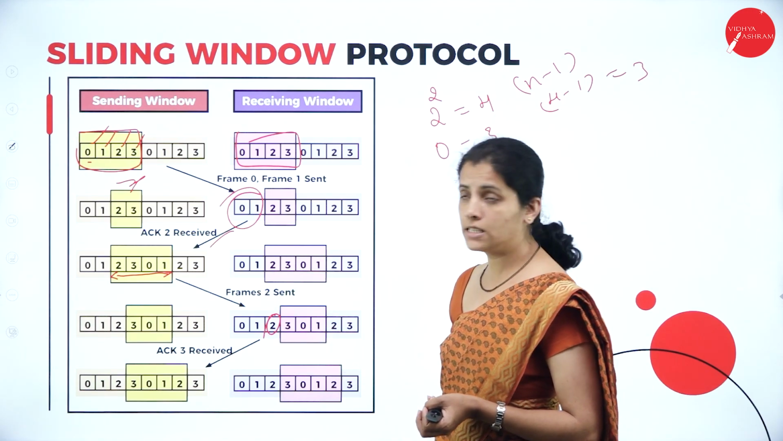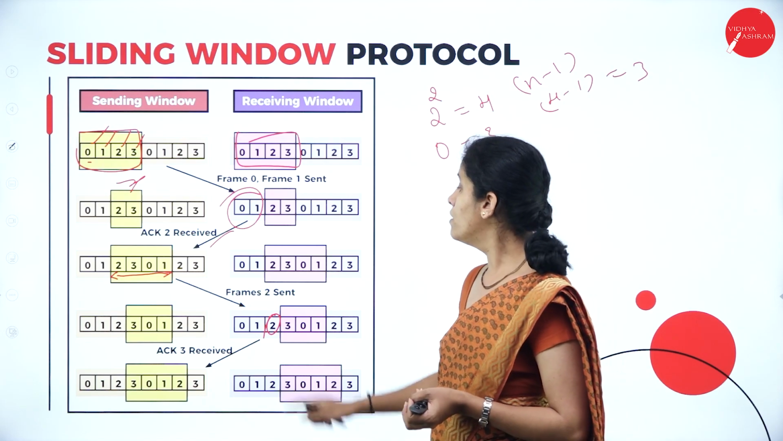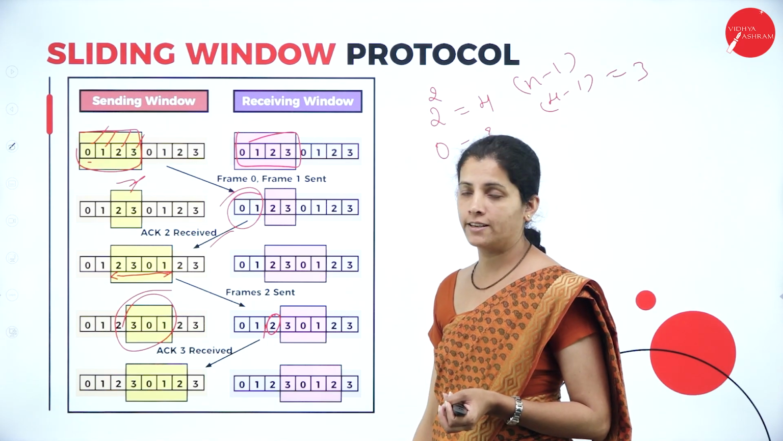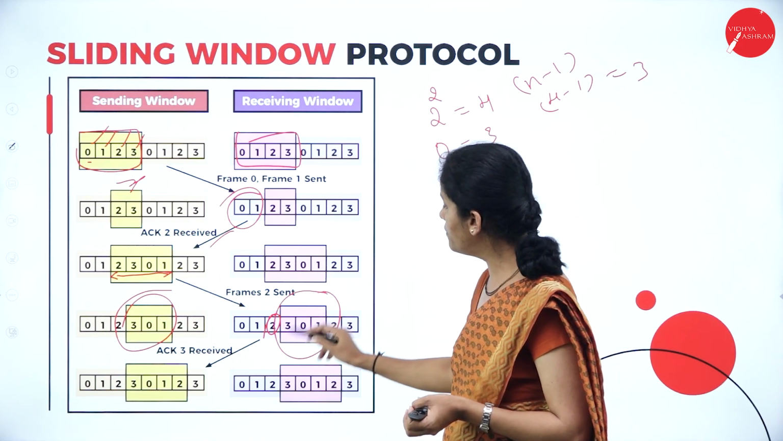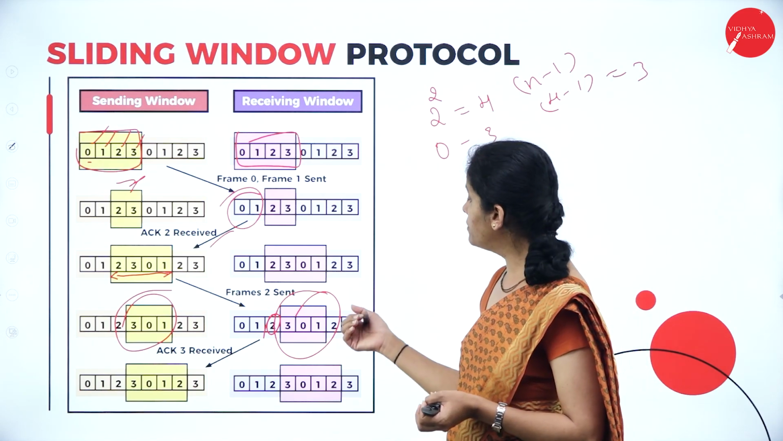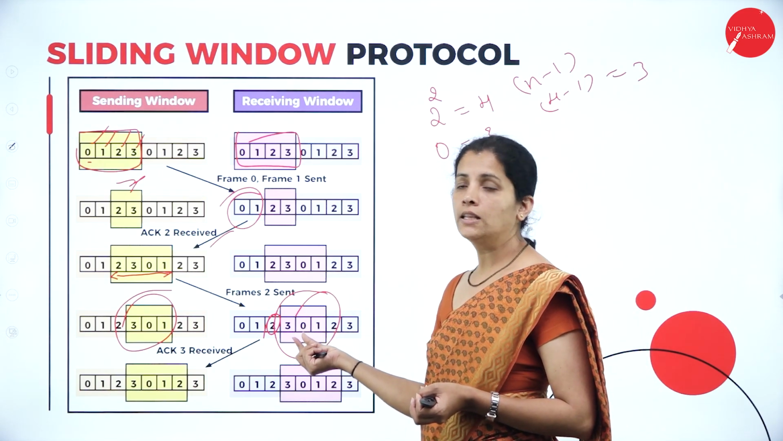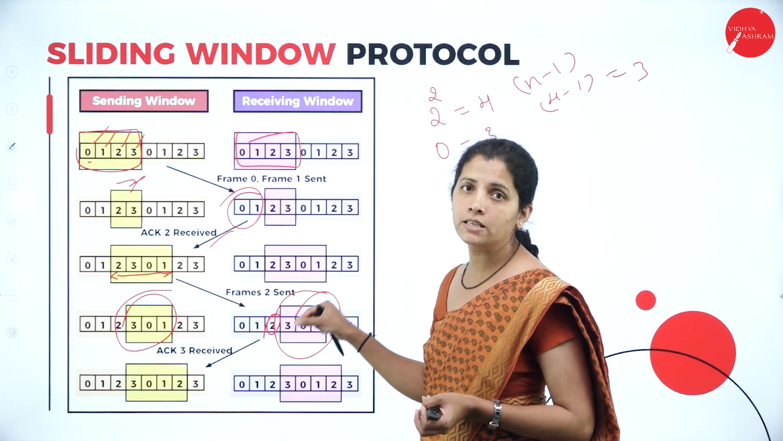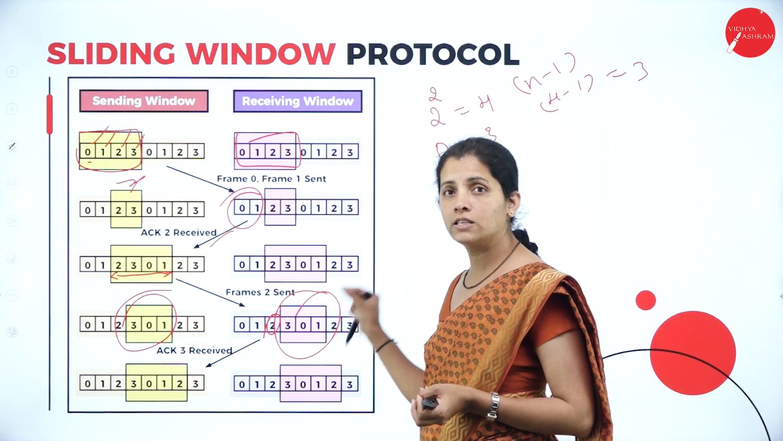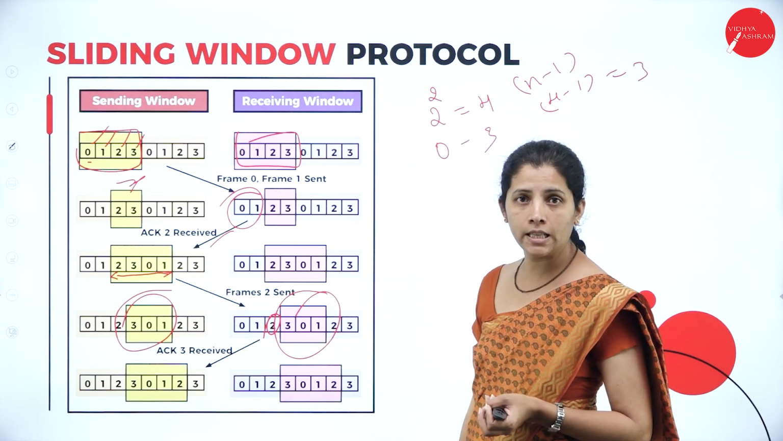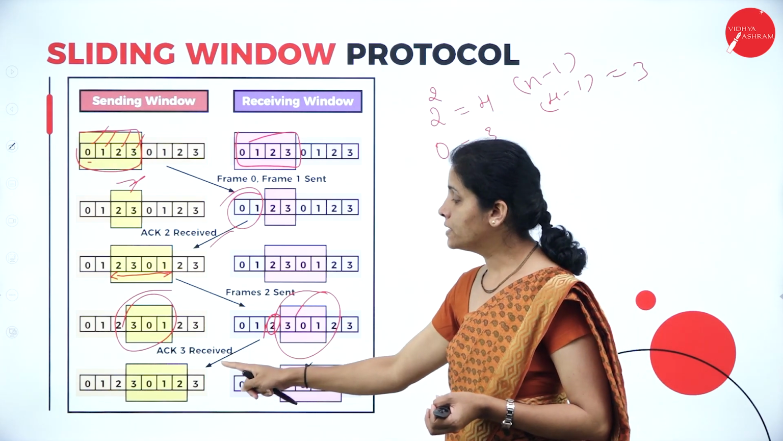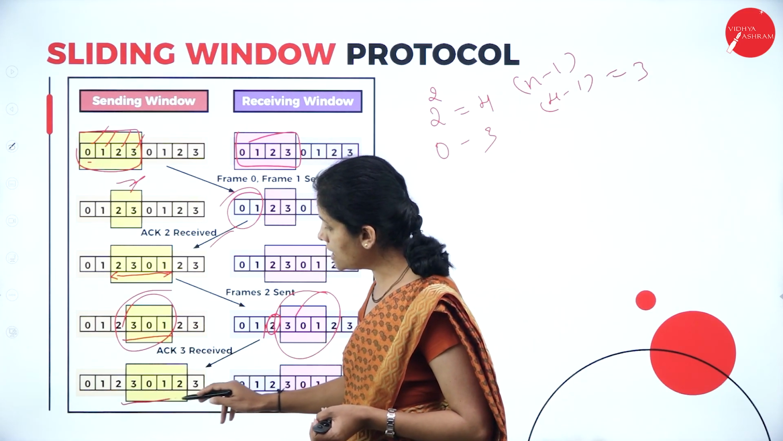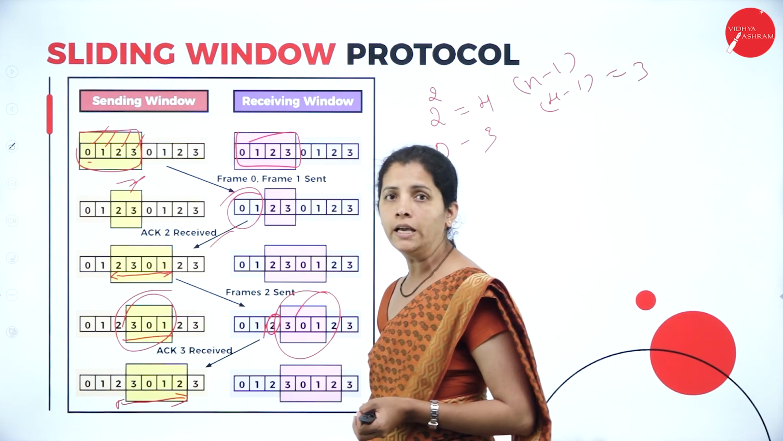And see here, at the receiver side, it is going to receive frame 2 and the size of the window is going to shrink. Okay, here also the size of the window is going to shrink. After receiving frame 2, the receiver is going to send the acknowledgement to the sender that the receiver is ready to accept or receive the next frame. And which is the next frame? That is 3. So, frame 3. See here, it is shrinking. Now, the size of the window is going to increase.